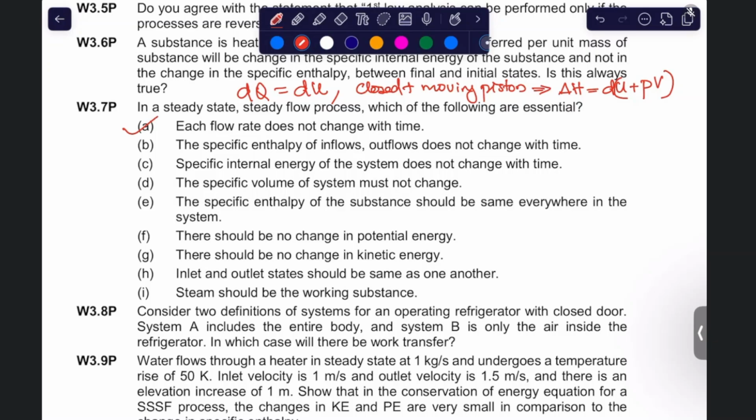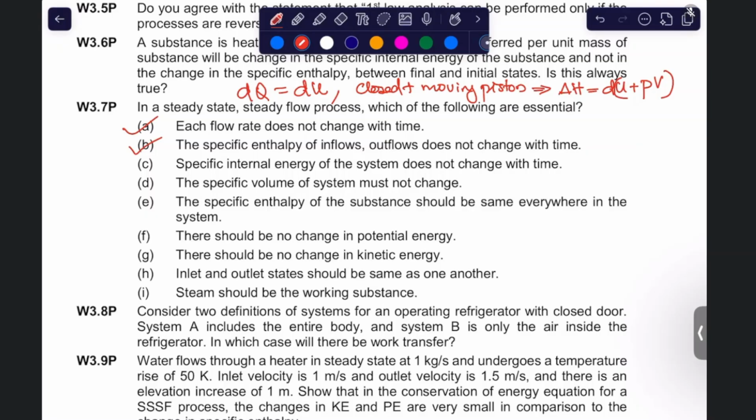Then, specific enthalpy of inflows, outflows does not change with time. If we are saying we need all the properties at every location to be constant in steady state, so if specific enthalpy at inlet does not change with time, or specific enthalpy of outlet does not change with time, then this idea of properties not changing with time in steady state flow is holding, right. So I think B is also very essential.